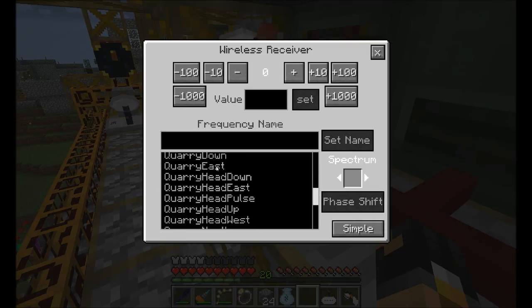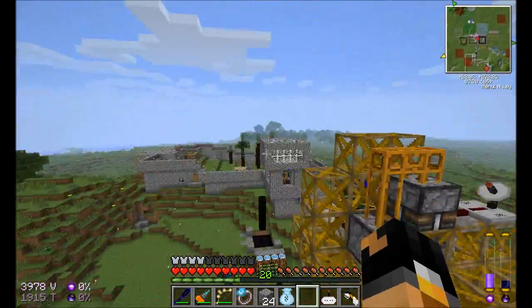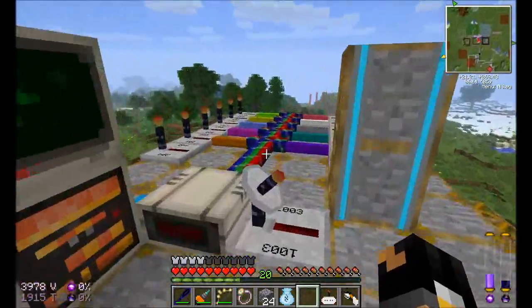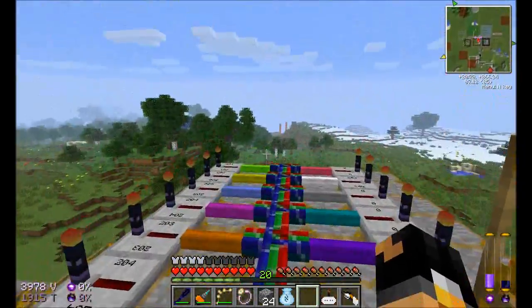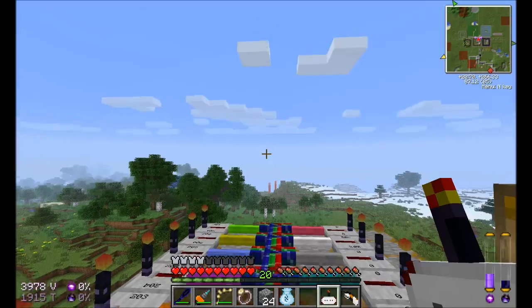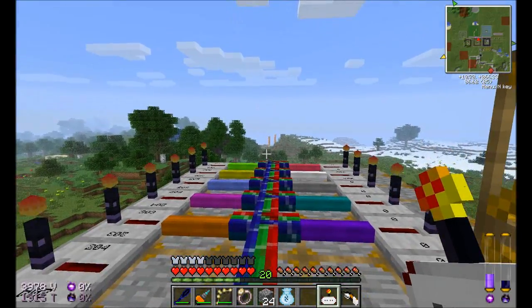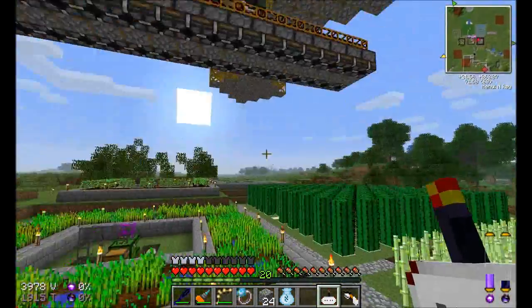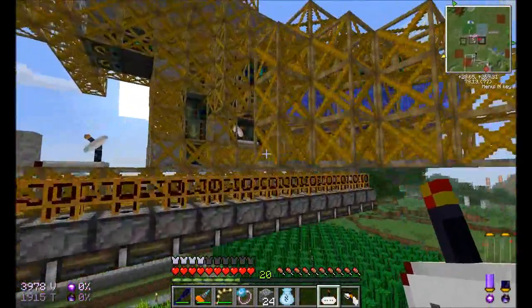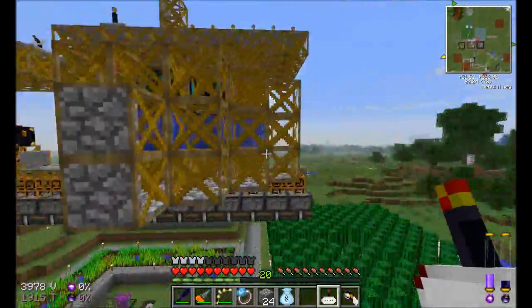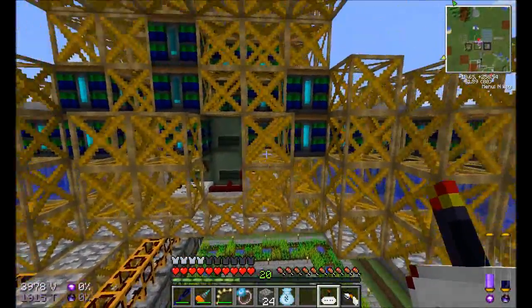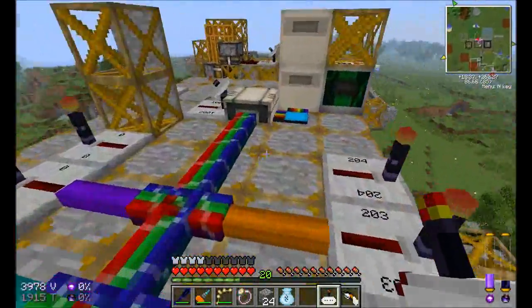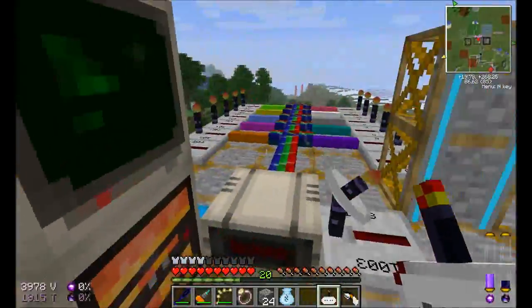So back to Quarry East. So let's move west again. So that's still intact there. That wire is still intact. That's going to be a tricky one to solve.